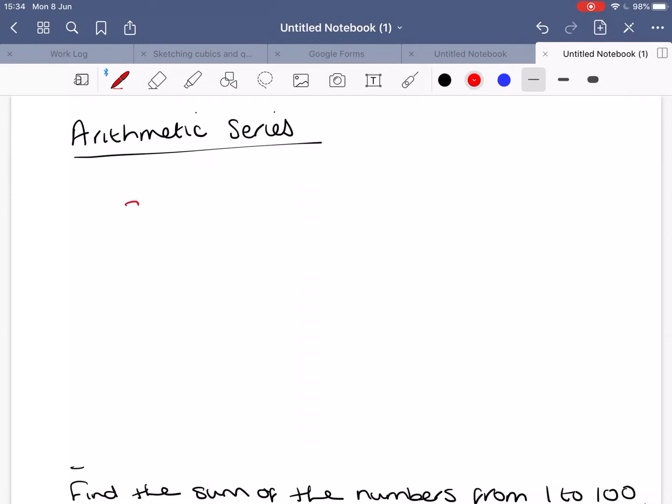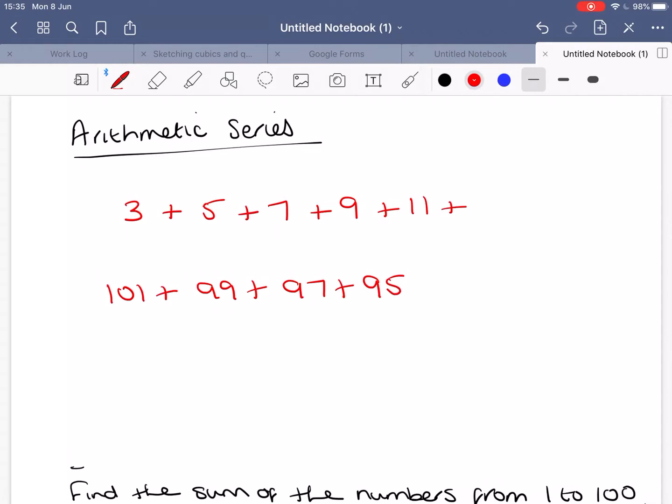So it would look like this. It would look like 3, 5, 7, 9, 11, and so on. And that would be a sequence of numbers. So it's just a list of numbers. An arithmetic series is when you take that sequence of numbers and you add them together, and then it's called a series. Okay, so we could have a series that looks like that. We could have a series that's 101, add 99, add 97, add 95. And so it's exactly the same, but we're adding the terms together.